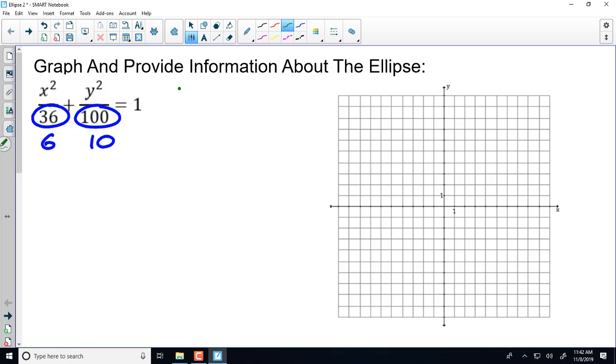Now, our center is going to be at 0, 0, because that's where all of our ellipses are centered in Math 121. So let's go ahead and draw our points.